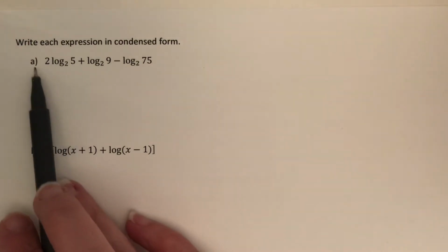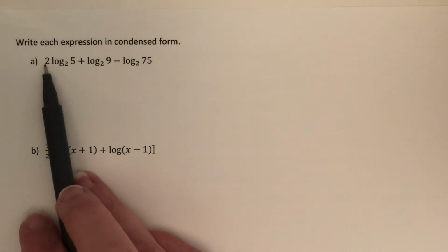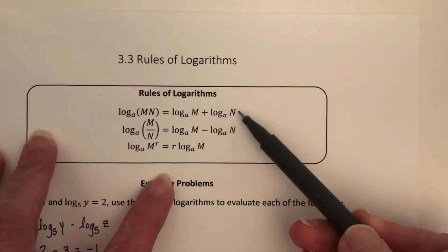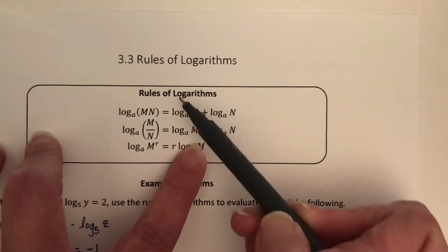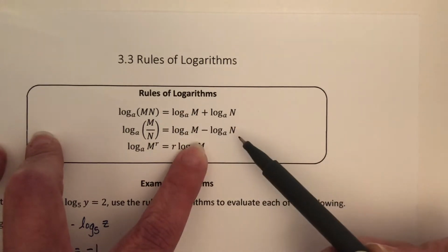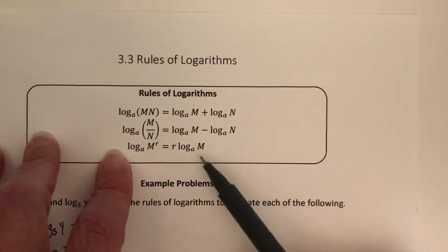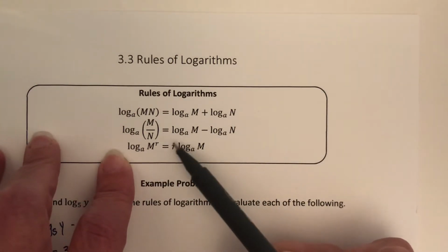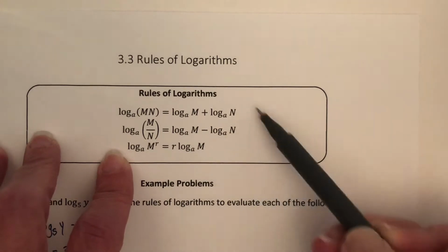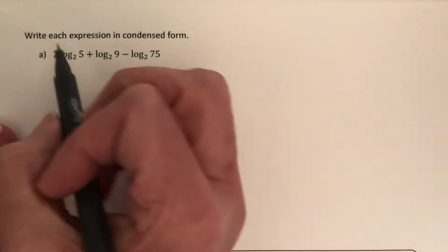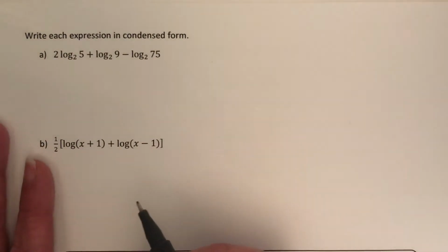Before we start this, I want to point out that we have a number in front of a logarithm. If you look at our properties, neither of these allows for a constant in front of our logarithm. That means we're going to have to use this property first. We have to get any coefficient as an exponent before we can apply either of these properties. So, first step here is I need to make this 2 go up there.